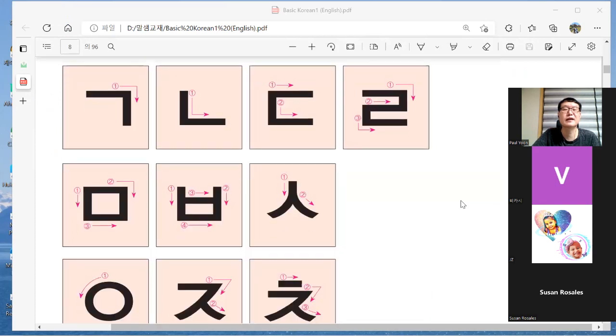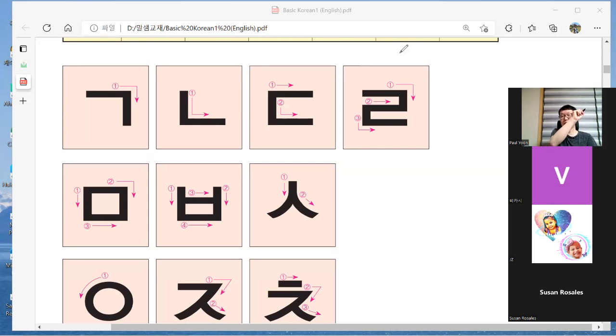Let's practice writing the consonants, and don't forget that all Hangul is written from left to right, up to down, okay? G, one, like this. N, like this. D, one, two, okay? L, look at this. One, two, three. Again, one, two, three. L.